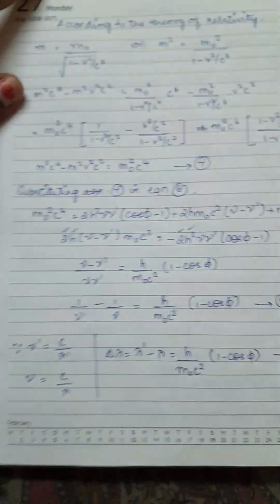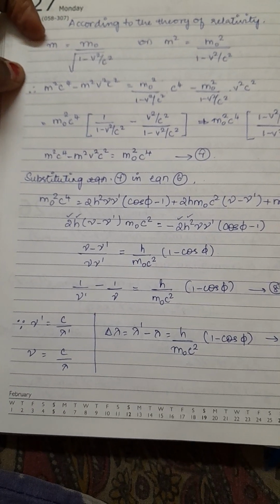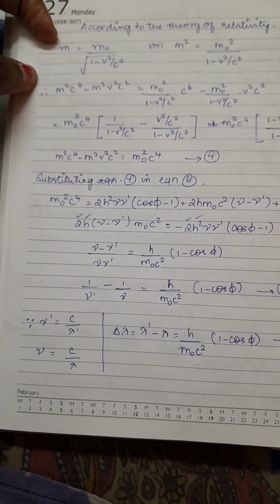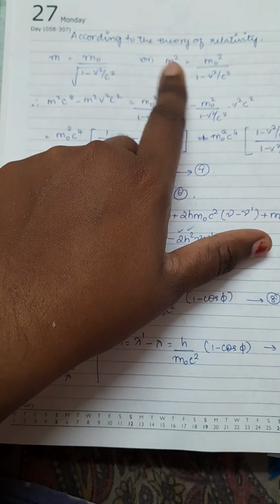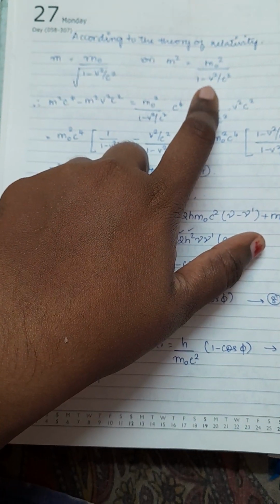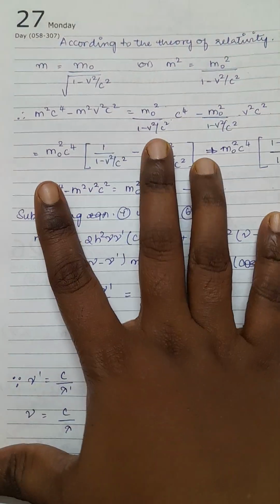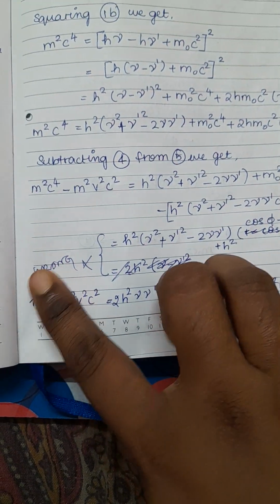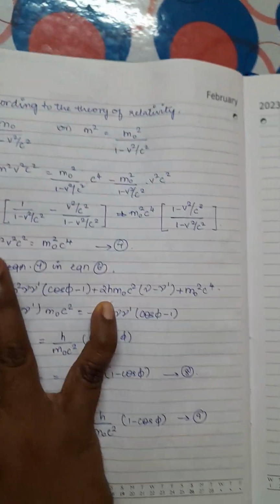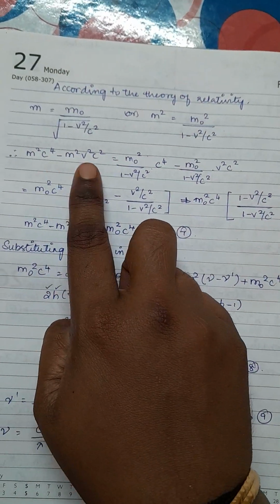Now we are going to consider the theory of relativity. According to the theory of relativity, m is equal to m naught by root 1 minus v square by c square. What will be the m square term then? It will be m square, which is equal to m naught square by 1 minus v square by c square. Now we are going to rewrite this equation. Instead of m square in the previous equation, in the LHS part we got this m square term. No? We are going to rewrite this m square as m naught square by 1 minus v square by c square. So that's why I have written this LHS part alone.